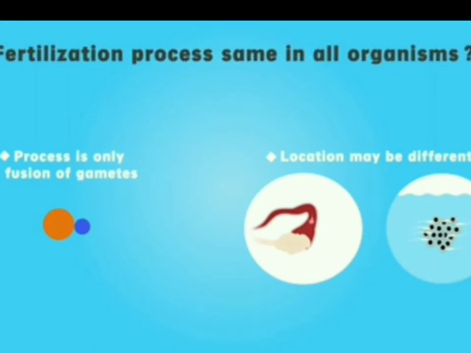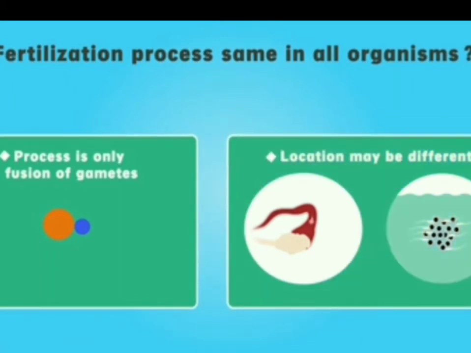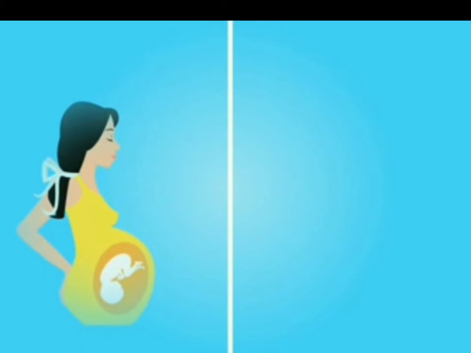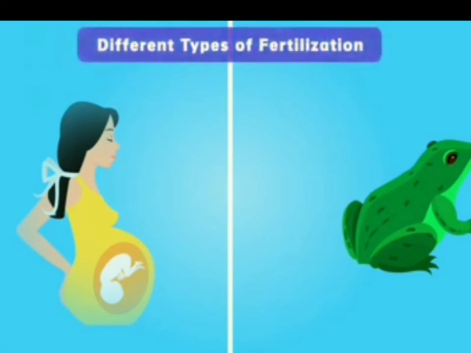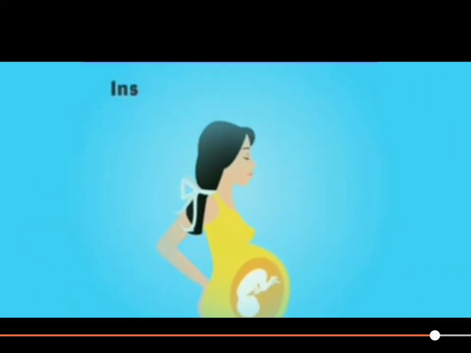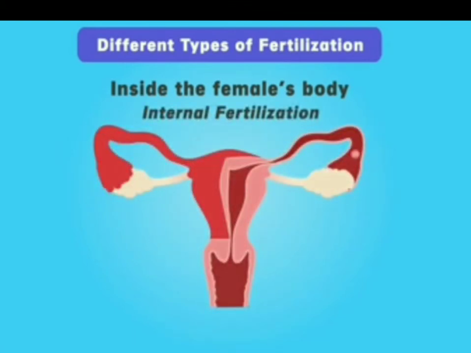The next thing we will study is that there are two types of fertilization. One type of fertilization takes place inside the female body, and the other type takes place outside the female body. In one, the fertilization and the development of the baby take place inside the female body, but in the other, the fertilization takes place outside the female body. If the fertilization takes place inside the female body, it is called internal fertilization.